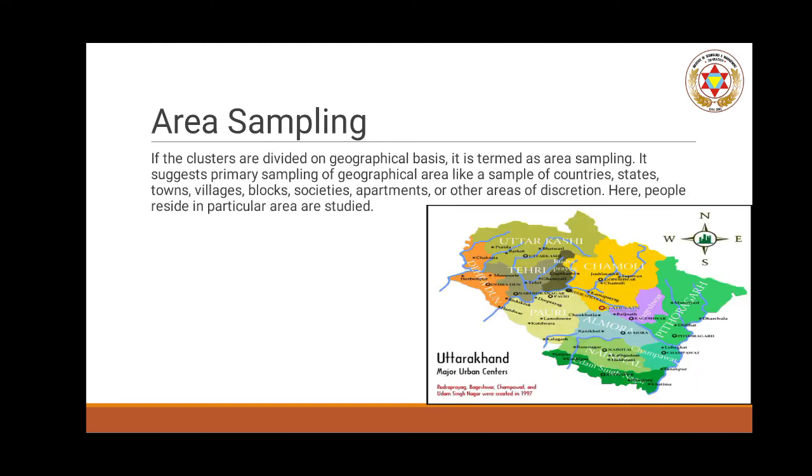Now next is area sampling. In area sampling, the clusters are divided on a geographical basis in terms of area, and it suggests primary sampling of geographical areas, like a sample of a country, state, town, villages, blocks, societies, apartments, or other areas of discretion. So the people residing in a particular area are studied.